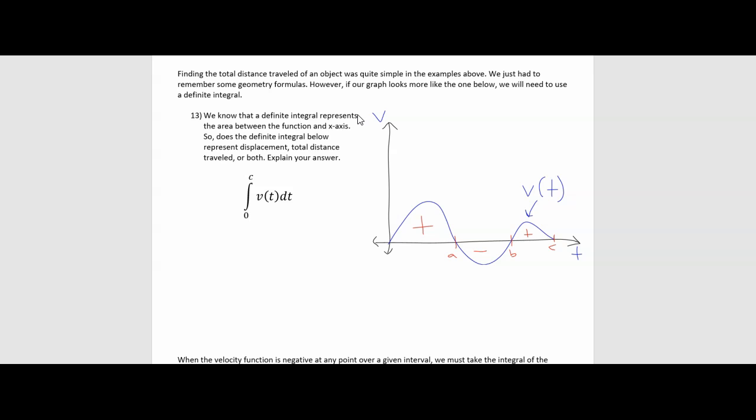And this is because part of our graph is below the x-axis, right? This part of the graph right here is below. So that area is going to be counted as negative, whereas for total distance, we would need that to also count as positive. So if I just did this simple integral right here, this would represent displacement and maybe net distance.